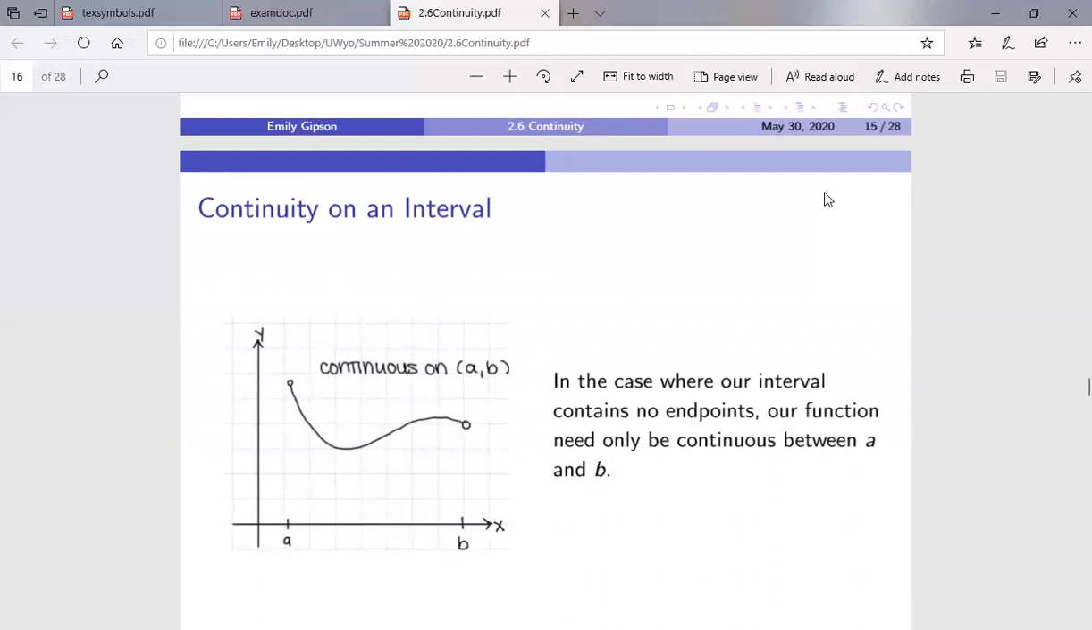Here I've got a diagram drawn on the left-hand side of your screen, and I've got two open circles at a and b. I'm saying that my function is continuous on the open interval from a to b. In this case, where our interval does not contain endpoints, our function needs to be continuous only between a and b. We don't really care what happens at a, and we don't really care what happens at b.